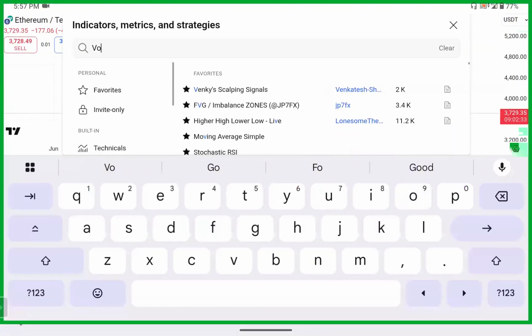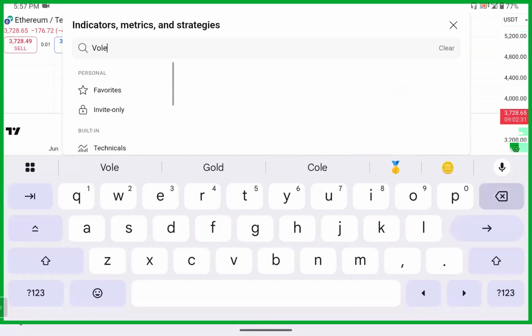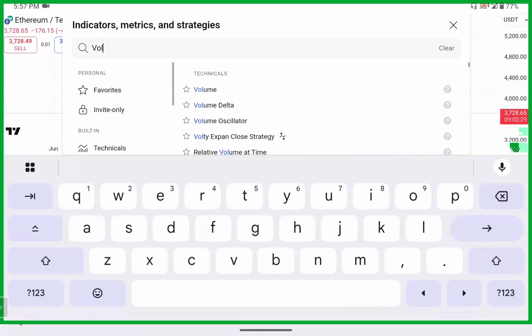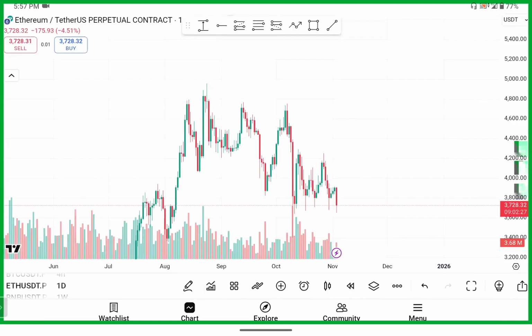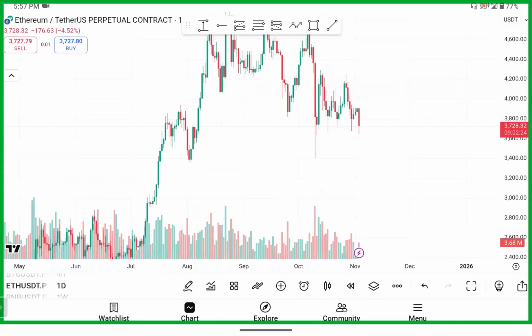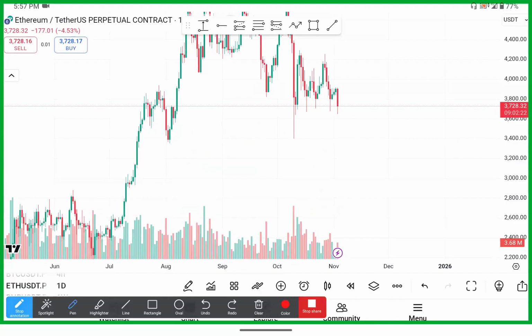This is the first thing you will see. I hope you are seeing this. Yes, so that is when you have just created your account, this will come along. This is an indicator of volume.